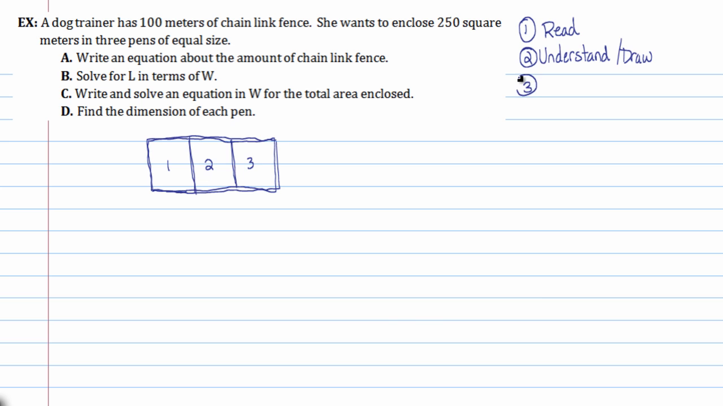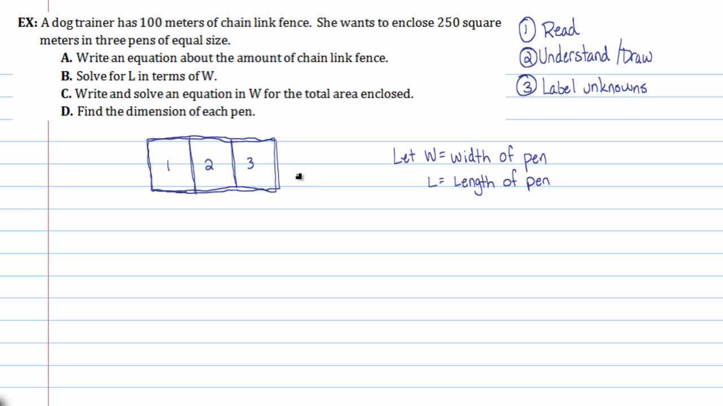The next thing I need to do is label the unknowns. And in this step, it's always important to use the word let. So I'm going to say, let's see what we're trying to find. Find the dimension of each pen. Okay, so let W equal width of each pen, and L equal length, because that's what we're being asked to find, length and width. Very important step there to label.